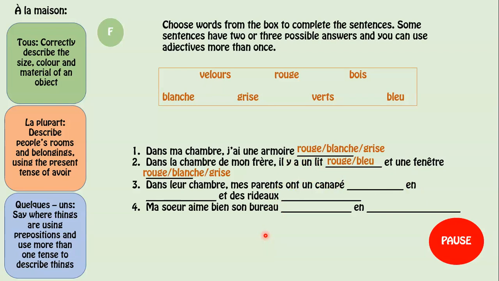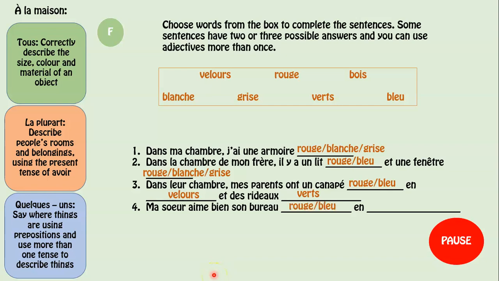Dans la chambre, mes parents ont un canapé rouge ou bleu, okay. Un canapé rouge, bleu, same as un lit. Mais c'est un canapé rouge en velours et des rideaux verts, okay. These are the only options for canapé and rideau, because velours always ends in S in French, that means velvet, and you would have green curtains, rideau vert, there's no S on there, so it can't be rideau velours, because it would have to be en velours, so that's why that is as it is.